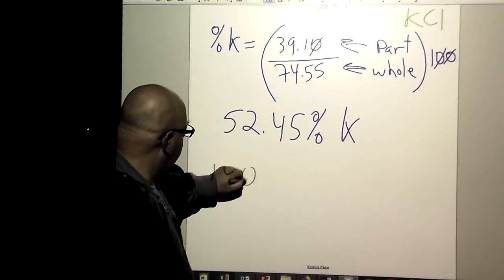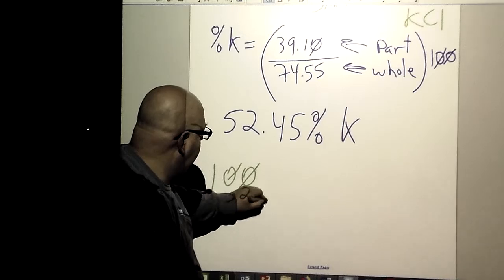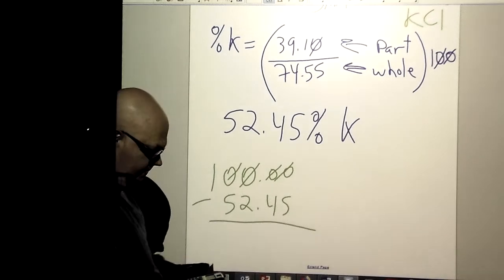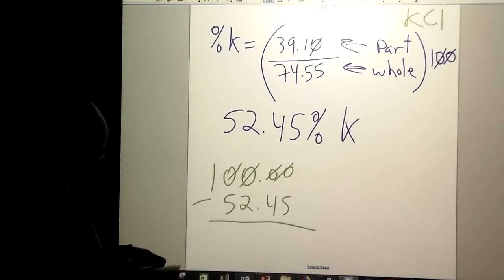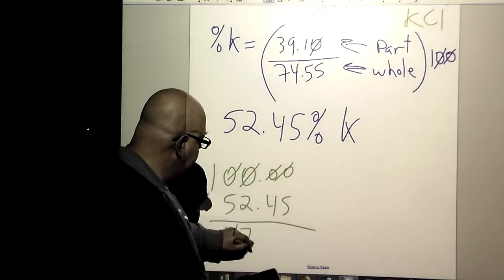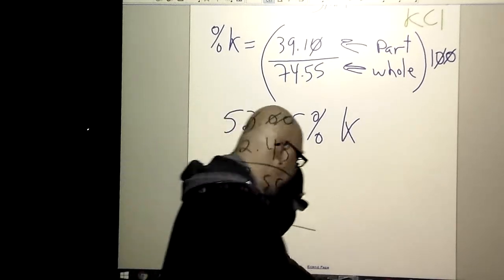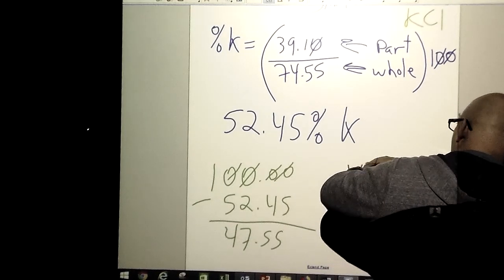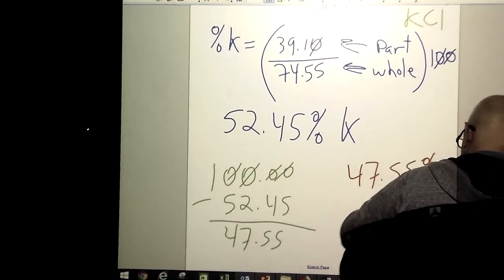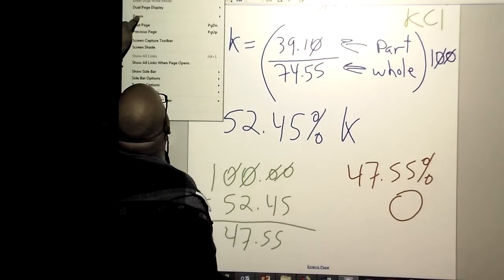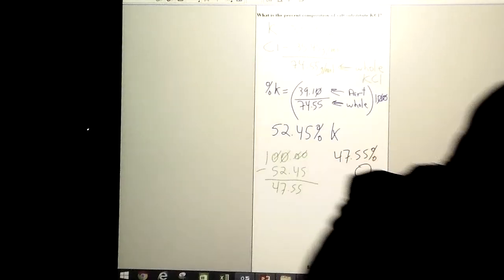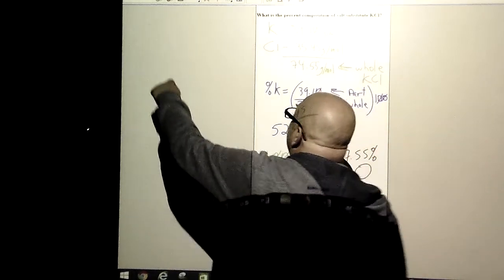Now, if I want to look at the chlorine, I'm going to say 100 minus 52.45%. I can do that, right? So 100 minus 52.45 equals 47.55. What does that mean? That means the percent chlorine is 47.55%. This is our total thing here, and I'm going to give you guys a quick moment to take a look at this, because I've got to wind this one down. I'm running out of time here.